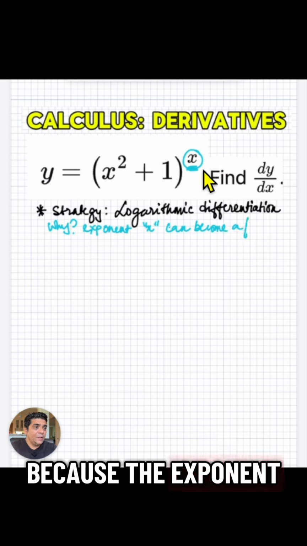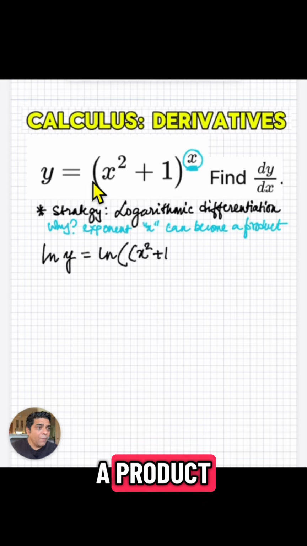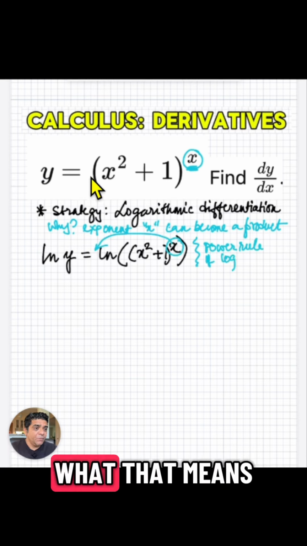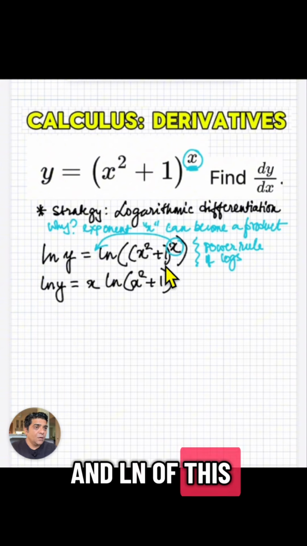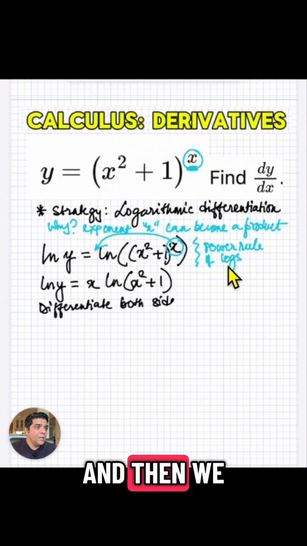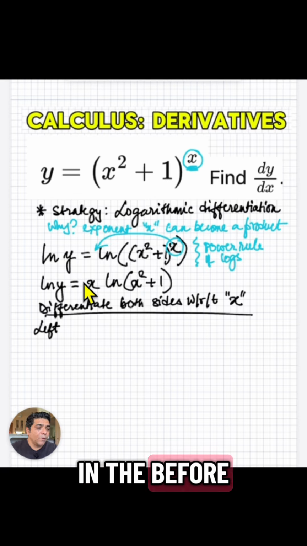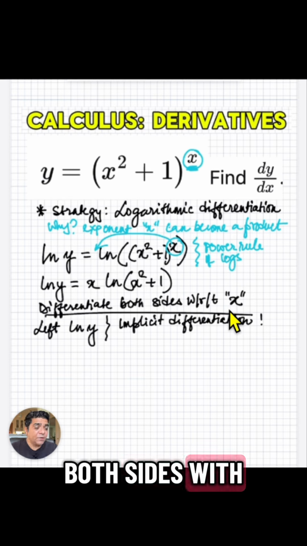Why? Because the exponent x, we need to bring it to the front so that it becomes a product, and we can do that by logarithmic differentiation. What that means is we're going to take ln on both sides, ln of y and ln of this function, and then we are going to use the power rule of logs, where we can bring the x in front of the ln. So now this looks like this. We're going to go ahead and differentiate both sides with respect to x.